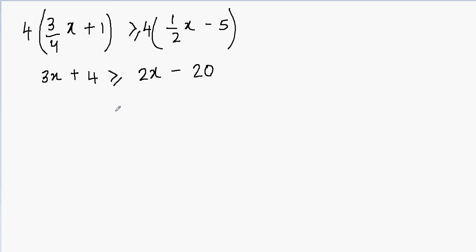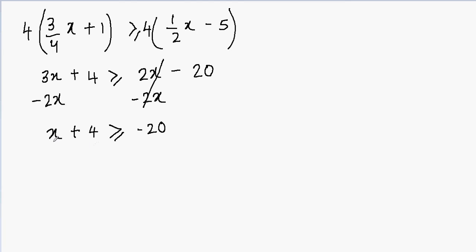Now you have to bring all the variables to one side. So you subtract 2x from both sides of the inequality, and you get rid of it from the right side. 3x minus 2x gives you 1x, but it's not necessary to write 1x, I can just write x. Then I bring down plus 4 greater than or equal to negative 20.